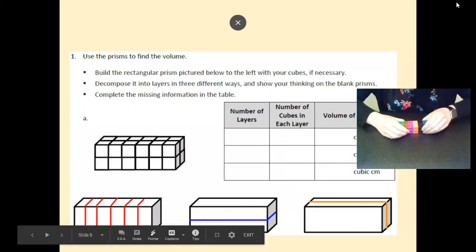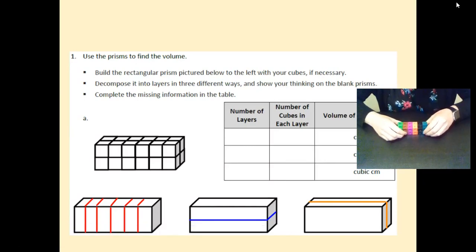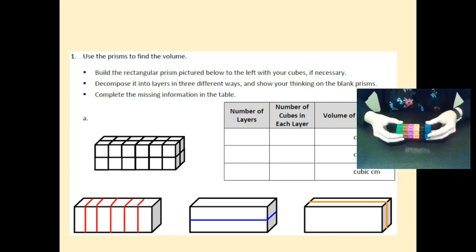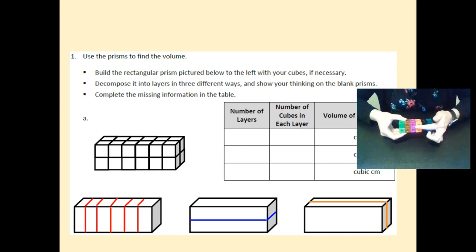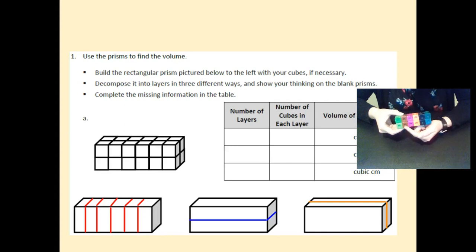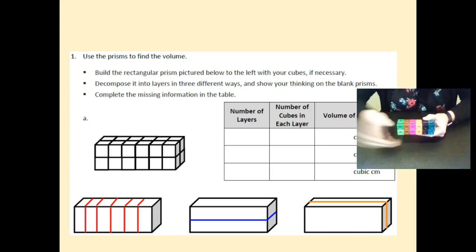All right, so for our first problem set, I wanted to help you out with what this might look like. I took our three shapes below, our rectangular prisms, and I split them our three ways. The first one I decomposed like a loaf of bread, so I have individual slices. On the table there, they want you to tell them how many layers you have. So I have 1, 2, 3, 4, 5, 6 layers in this rectangular prism.